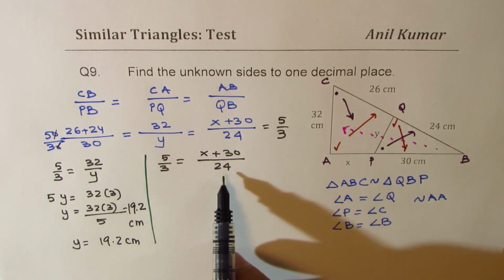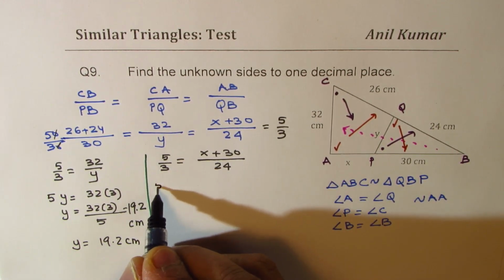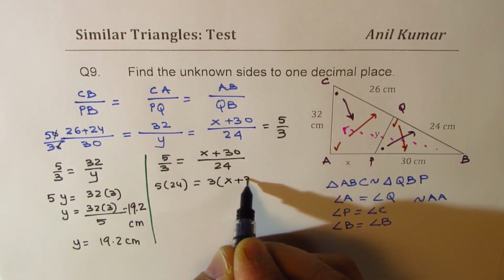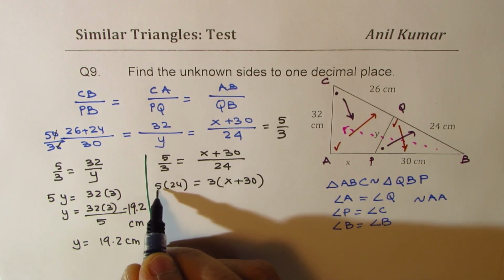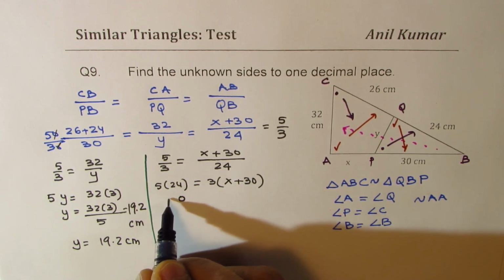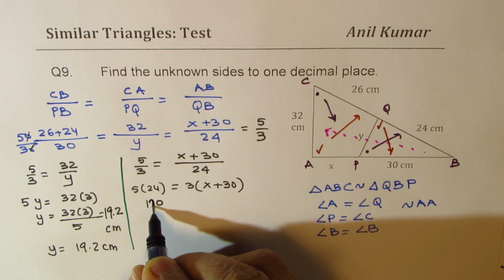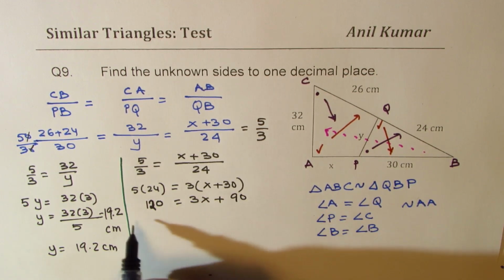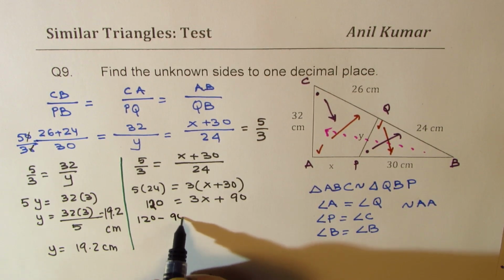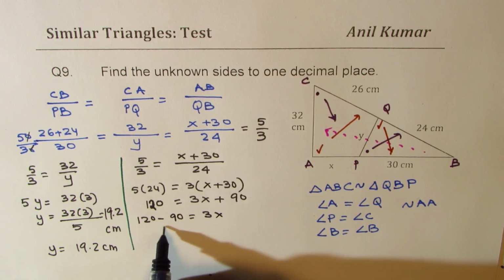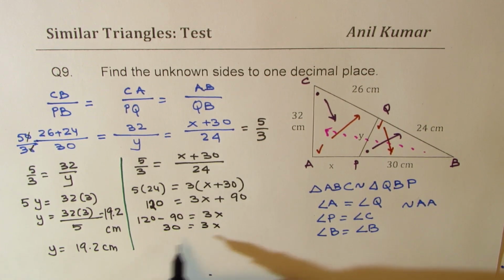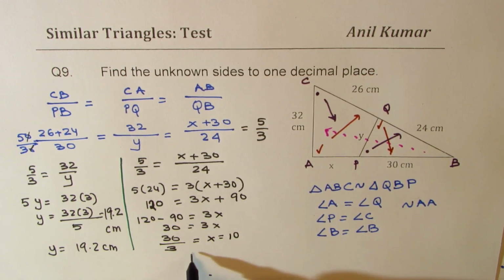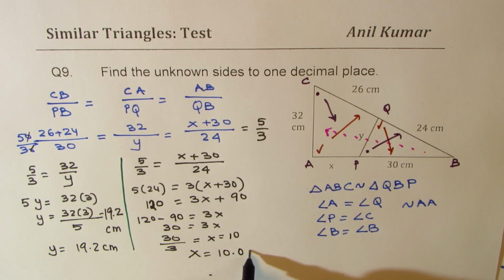Now let's find X. We'll just cross multiply again. So we get 5 times 24 equals 3 times X plus 30. So 5 times 24, 5 times 4 is 20, 5 times 2 should be 120, equals 3x plus 90, right? So let's simplify. 120 minus 90 equals 3x. So that is 30 equals 3x, or 30 divided by 3 equals x, which is 10. So we get x equals 10.0 centimeters.